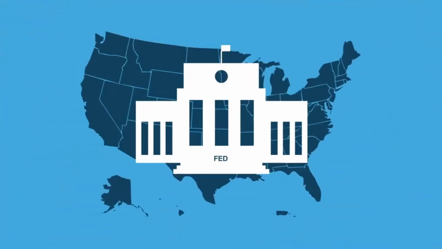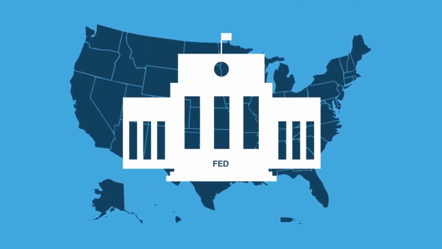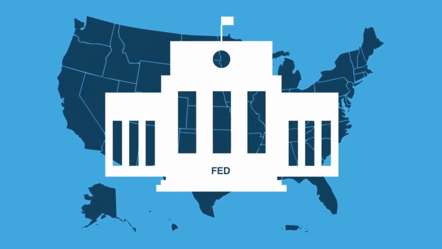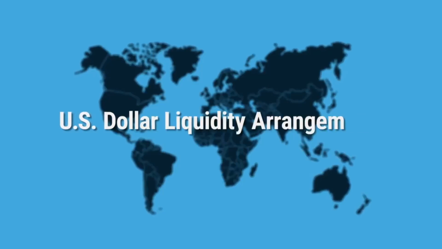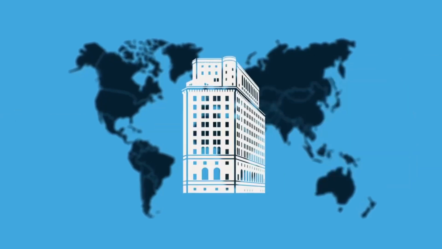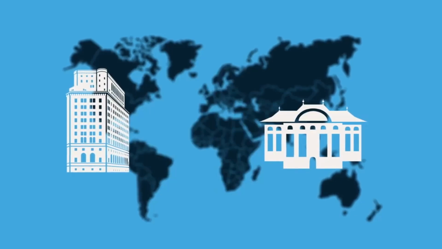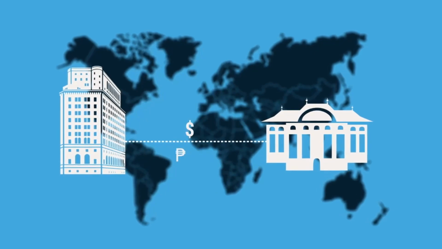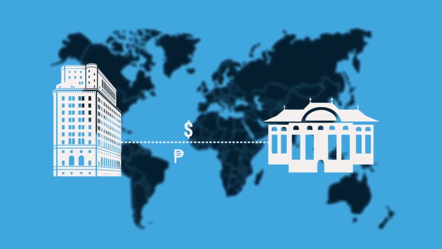As our nation's central bank, it's the Federal Reserve's responsibility to do what it can to support the functioning of U.S. dollar funding markets, both at home and abroad, to shield the U.S. economy from financial strain. One way the Fed does this is by entering into U.S. dollar liquidity arrangements, or swap lines, with foreign central banks. Acting on behalf of the Federal Reserve System, the New York Fed and a foreign central bank agree to exchange or swap currency of equal value for a set period of time. The Fed supplies dollars and receives an equivalent value of foreign currency.